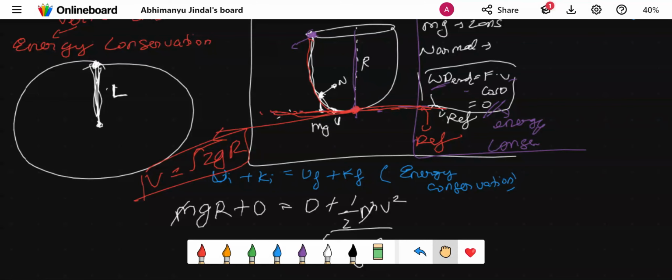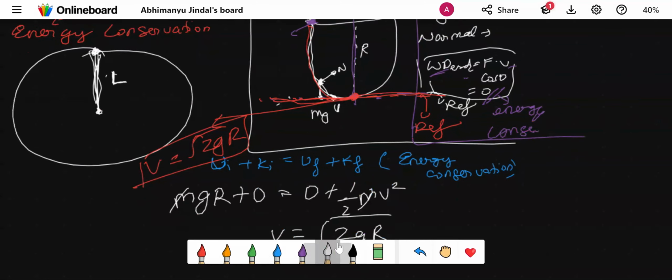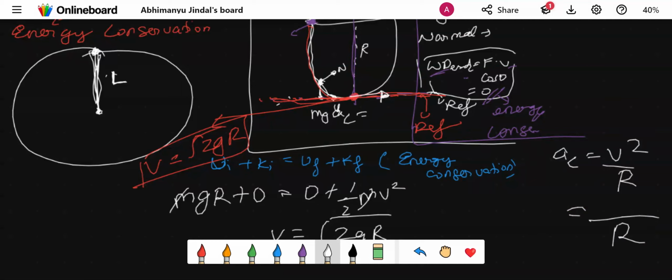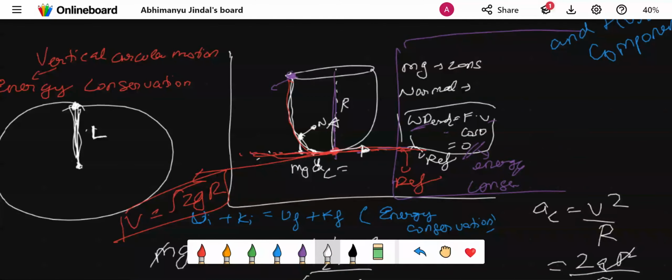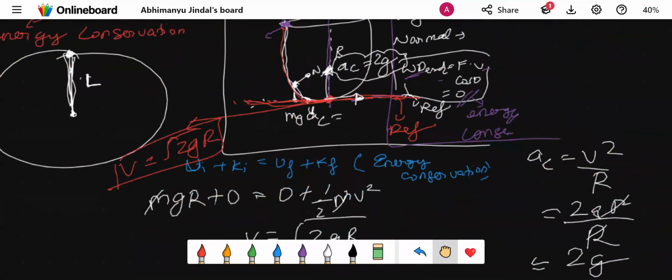Because now comes the actual explanation of it. And let's say they could even ask you a question saying centripetal acceleration at the bottom. What is it? So it's v square by r, and here r is r, and v was root 2gr, so v square by r becomes 2gr by r. So the centripetal acceleration, which is towards the center, ac, equals 2g. Right? Keep this in mind. I think I saw a question of this kind in BITSAT or something, but just to let you guys know.